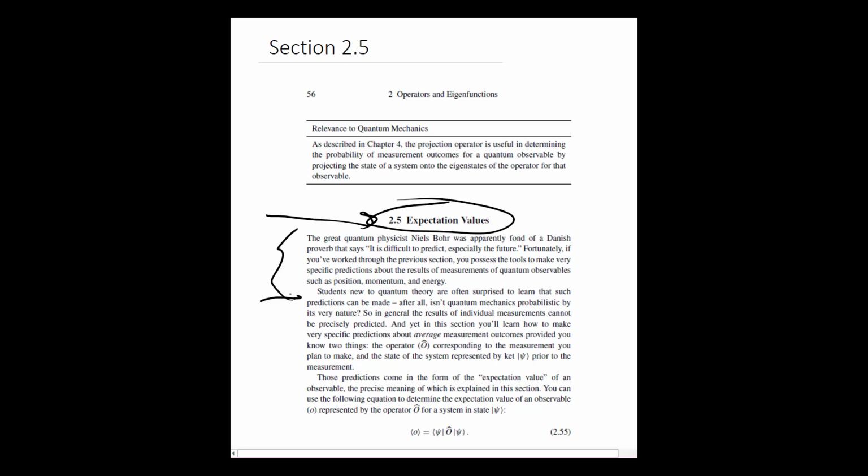And as it says here, sometimes students are a little surprised to find that you can make predictions in quantum mechanics, which we're all taught from childhood is a probabilistic kind of science. It is. But in this section, you're going to learn about making very specific predictions about the average outcome of measurements, as long as you know two things: the operator corresponding to the measurement and the state of the system, which we're going to represent by a ket called psi.